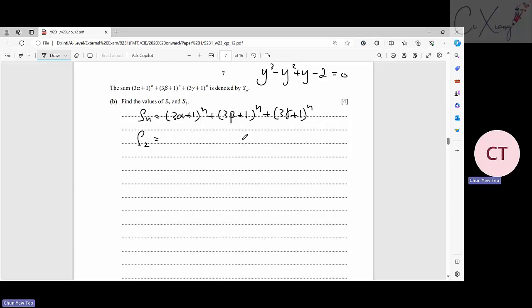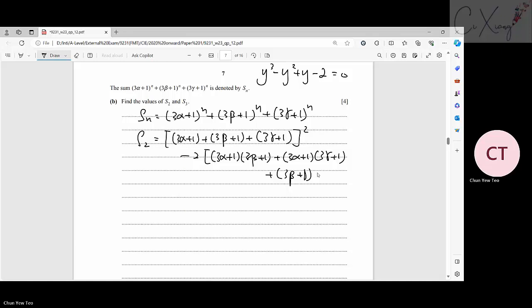So from here, you just need to take this value, because this one is supposed to be, by right, (3α+1 + 3β+1 + 3γ+1) squared minus 2 times (3α+1)(3β+1) plus (3α+1)(3γ+1) plus (3β+1)(3γ+1). But in exam, we don't need to write like this because it's kind of complicated. You just need to get it from here directly.